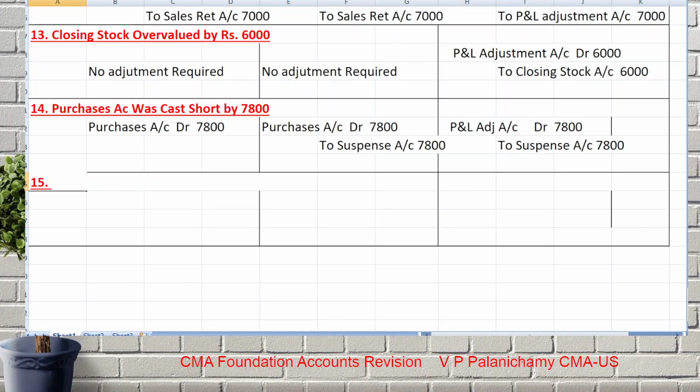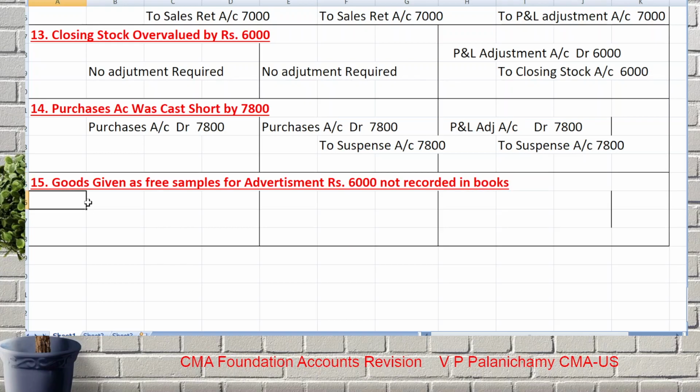Shall we? Goods given as free samples for advertisement, rupees 6,000, not recorded at all, not recorded in books.